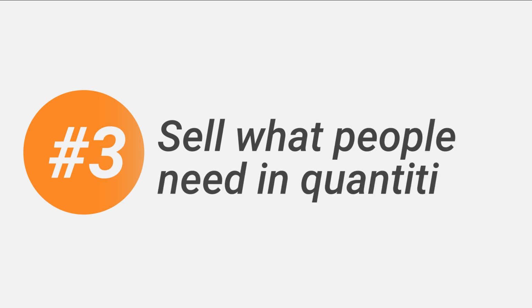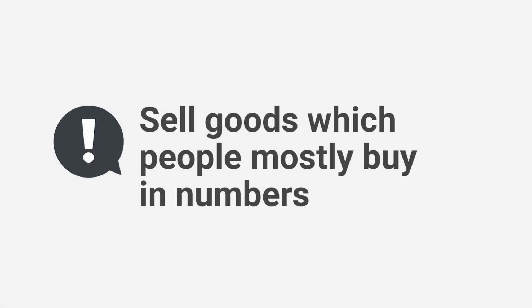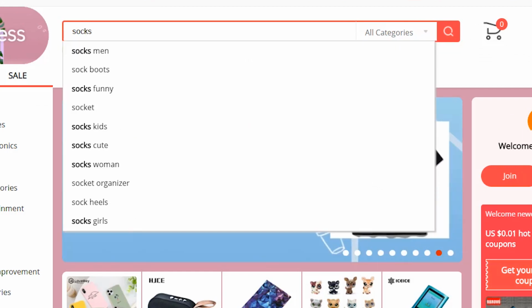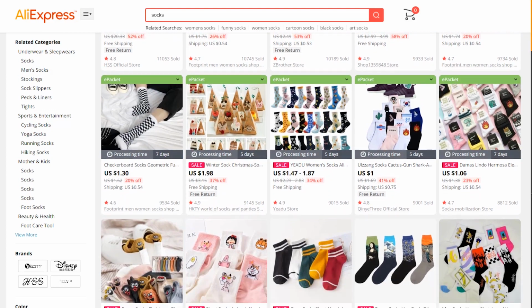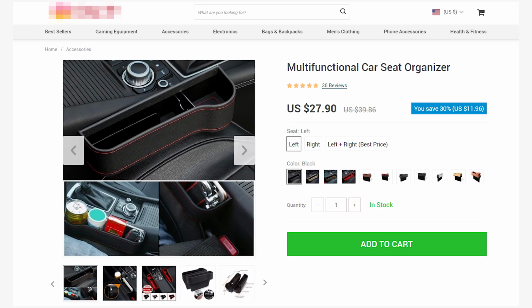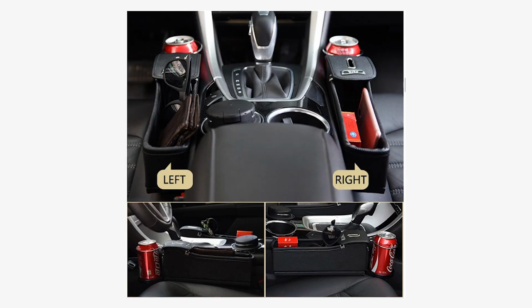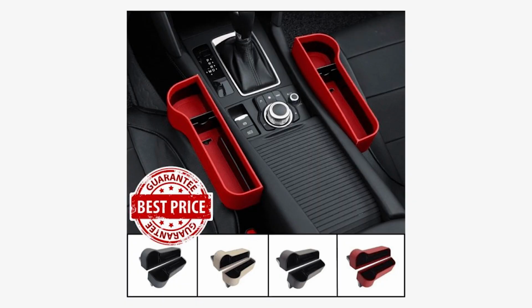Sell what people need in quantities. Another way to increase profit margin by improving the average order value is to sell goods which people mostly buy in numbers. For example, if you decided to order socks online, you probably would not mind buying 2 or 3 pairs at once. Take a look at this. It's a car seat organizer. One can buy either a left or right-handed version, but people often prefer purchasing both. After all, it feels natural to install such organizers near both seats in your car.